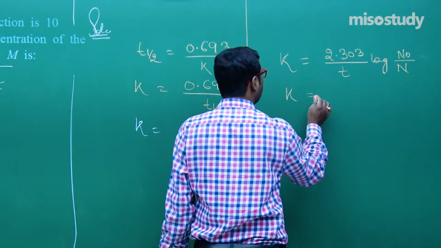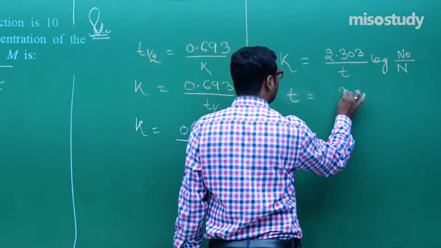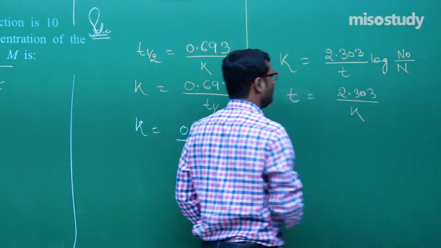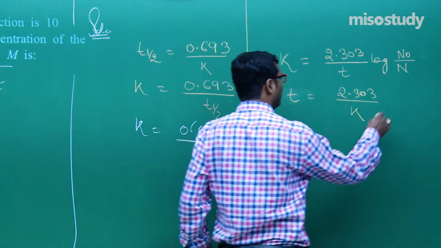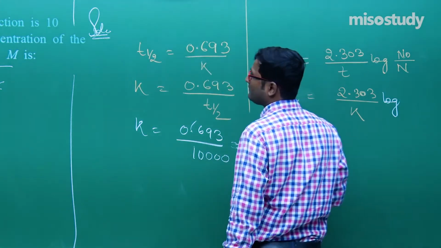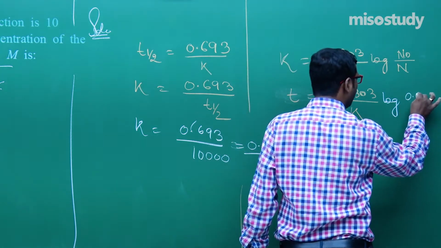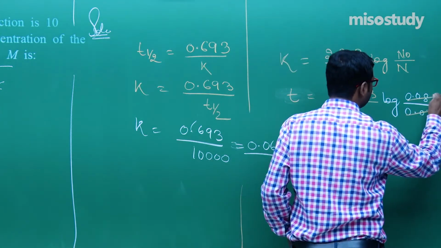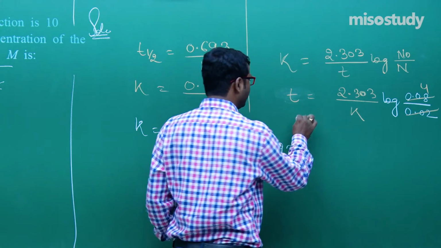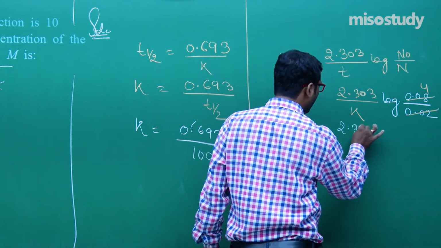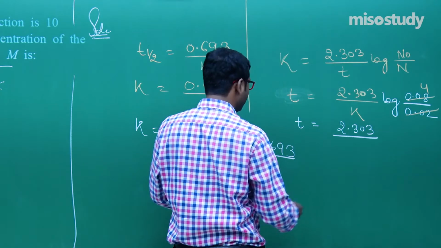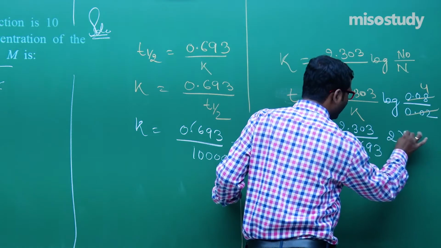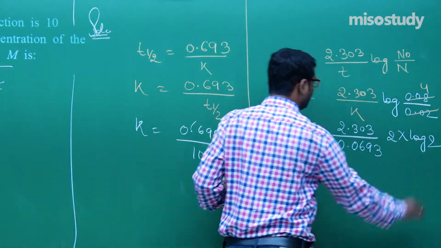Now put the value, that is T is equal to 2.303 upon K log, what is given here, 0.08 upon 0.02. Now this will cancel and this one is 4. That is T is equal to 2.303 upon what is K, 0.0693 log 4. We can write here 2 log 2.